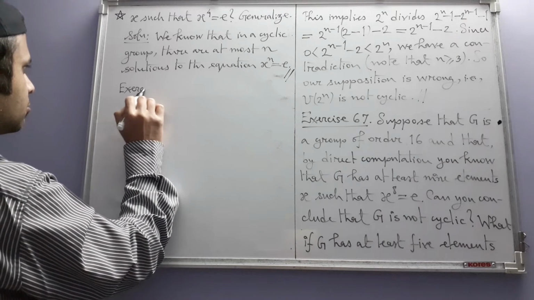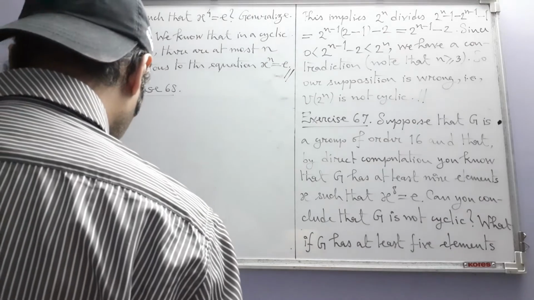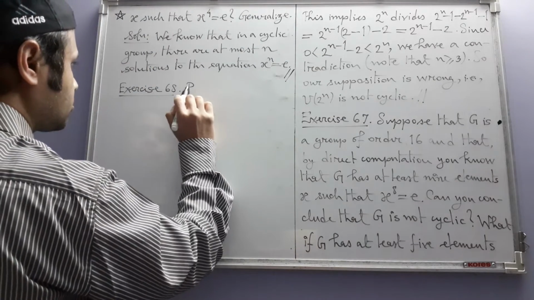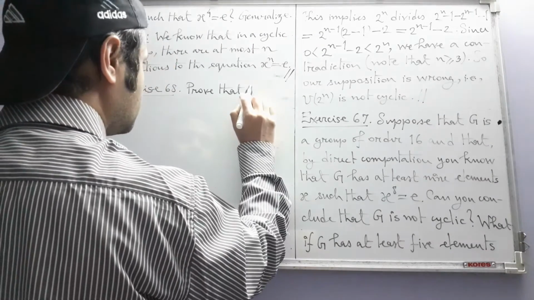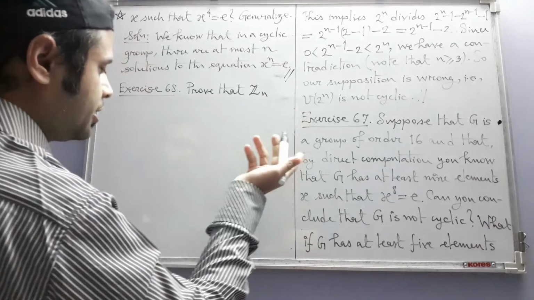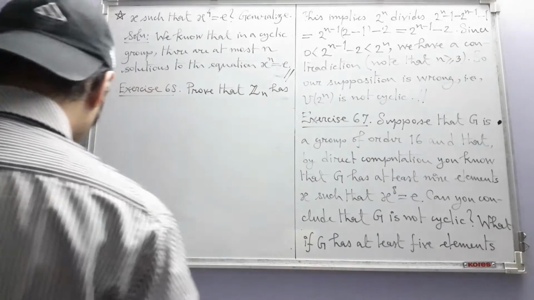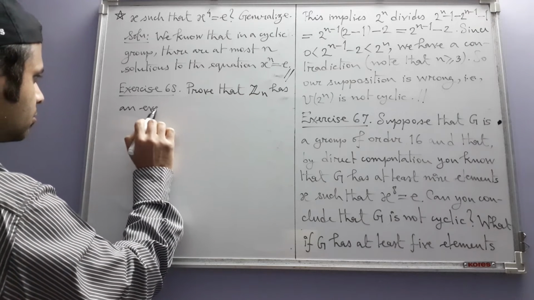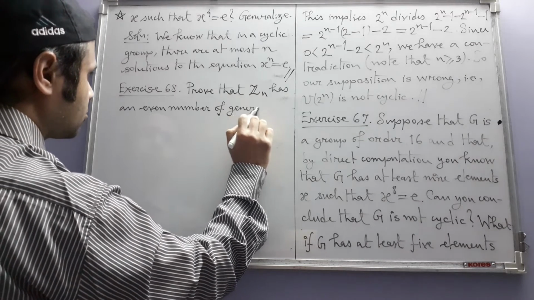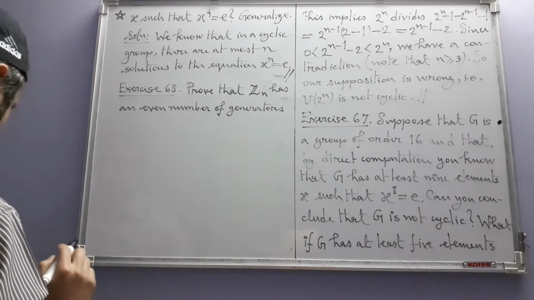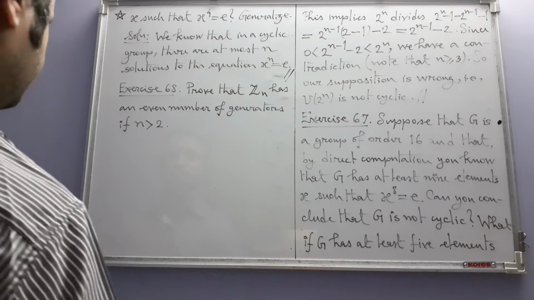Problem 68. Prove that this group, we already know that it's cyclic, but now it's about the number of generators, that this group has an even number of generators if n is greater than 2.